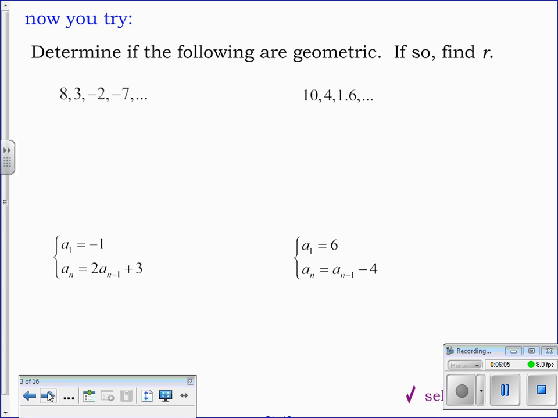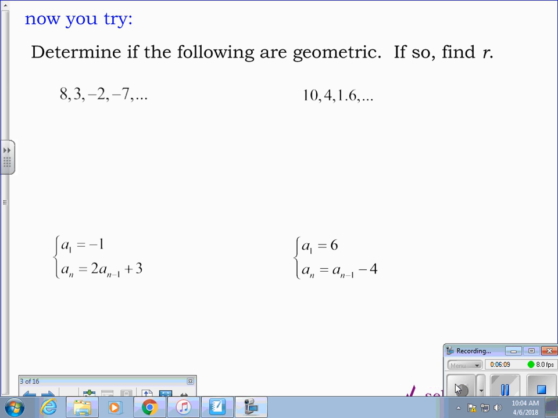Your turn. Do those. Okay, here we go. Let's do these. So the first one. It is not geometric. I'm actually subtracting 5 each time, which means it's arithmetic, but it is not geometric. Second one, you want to check it. It doesn't look like it is, or you're not sure. It's definitely not arithmetic. What do you do? You divide, and yes, it is geometric, and r is 0.4.